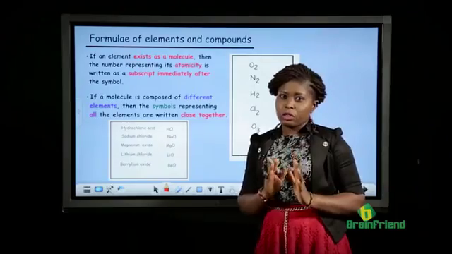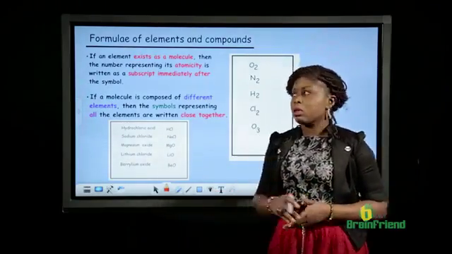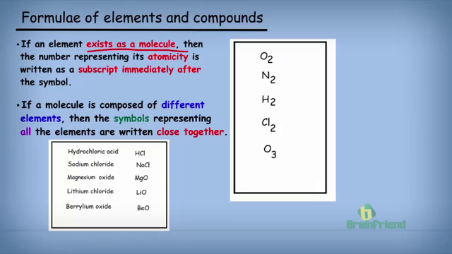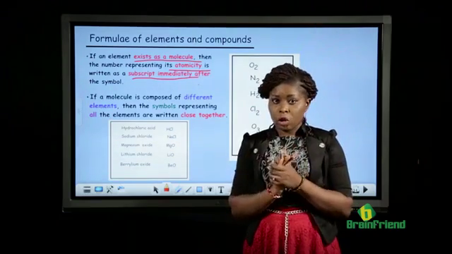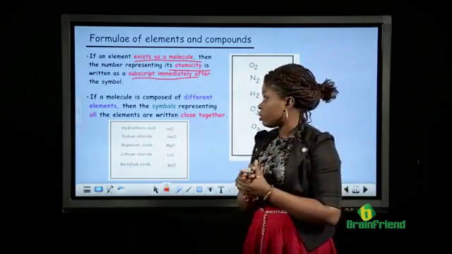Now, there are some things for us to note when we are writing the chemical formula of elements or compounds. One, if an element exists as a molecule, then the number representing its atomicity is written as a subscript immediately after the symbol. We established in our previous class that a molecule is simply two or more atoms that come together. A molecule is formed when two or more atoms are combined together.